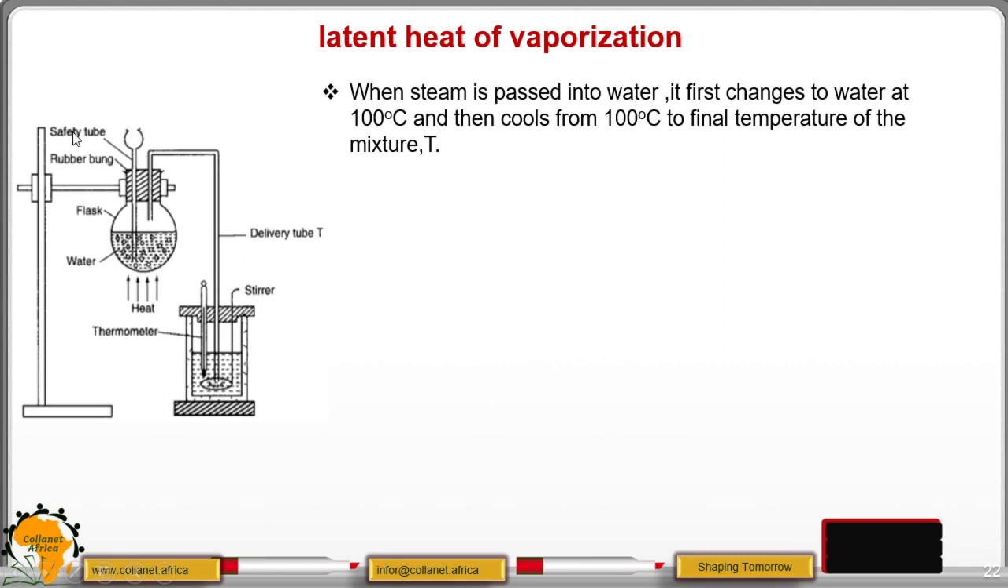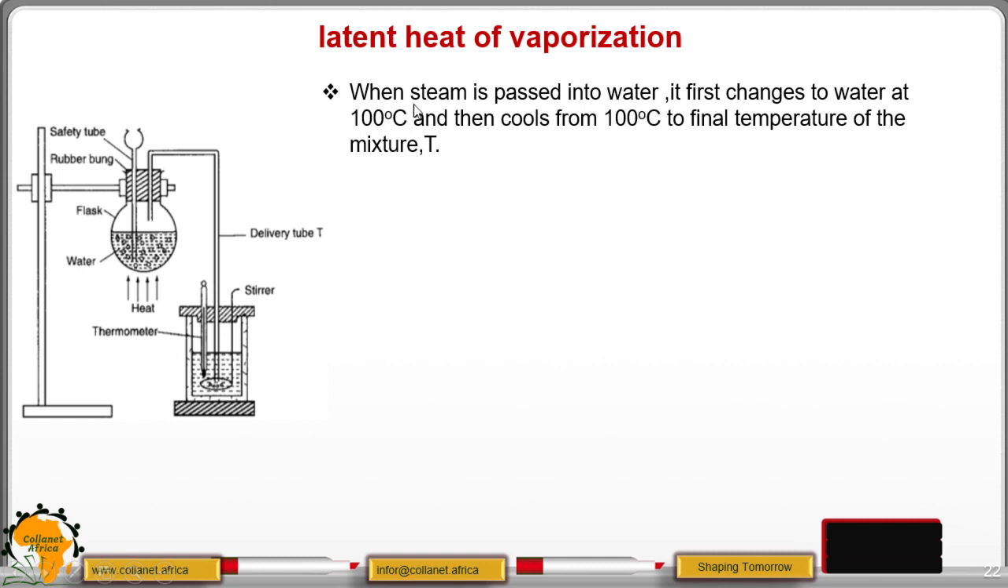If you look at this diagram, we have a safety tube. We have a rubber band that is fitted here. Then we have a round-bottomed flask. We have water that is boiling, and it is giving us steam. Then the steam is delivered using the delivery tube to where we have the calorimeter. The calorimeter has a stirrer. This one is just to ensure that we have uniform temperature here. And again, we have the thermometer that is giving us the change in temperature.